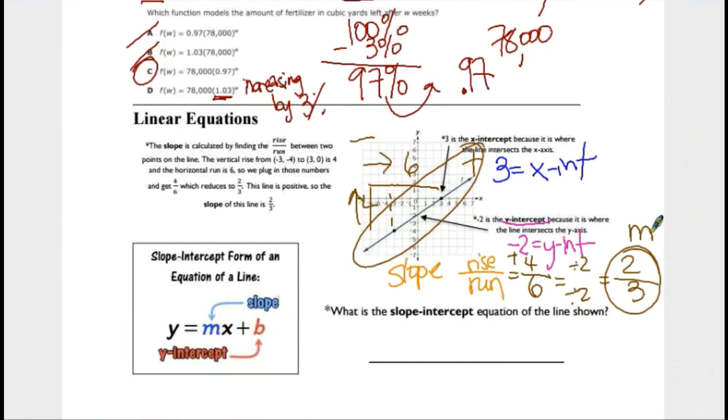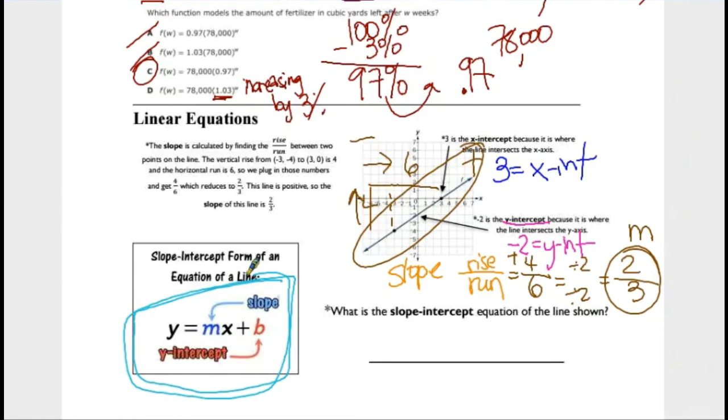And we use the letter m to show that it's 2/3. M is the same thing for slope. When I look down here, it tells me at the very bottom of my page, it says slope-intercept form of an equation of a line. So guys, this is how you graph. Okay, you have to have this right here in order to graph.